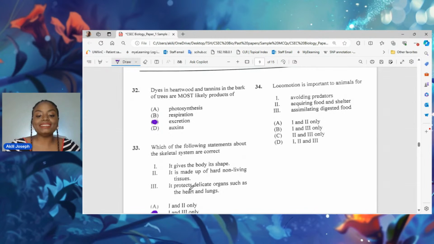34, locomotion is important to animals for 1, avoiding predators, 2, acquiring food and shelter, 3, assimilating digested food. So everybody's saying A, 1 and 2 only. Locomotion is moving from one place to the next. You don't need to move from one place to the next to assimilate or make use of the food that you have digested. So it's going to be A for 34.